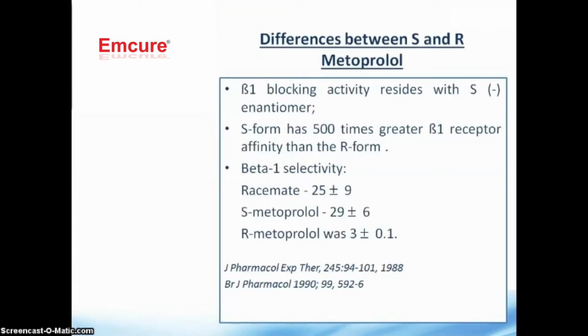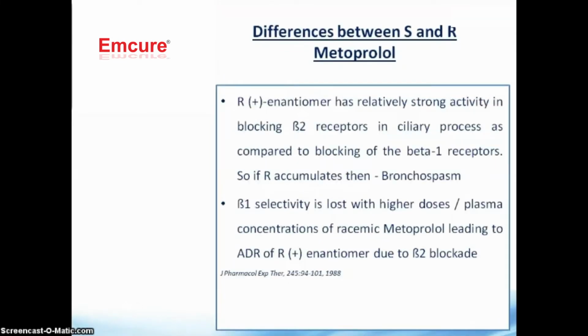Now I am highlighting these differences again. Beta 1 selectivity for S metoprolol is maximum, you can see it's 29, whereas for racemate it is 25, and for R metoprolol it is 3. Beta 1 blocking activity resides with the S enantiomer, which we have already discussed. The S form has 5 times greater beta 1 receptor affinity than the R form, again a repetition of the previous slide.